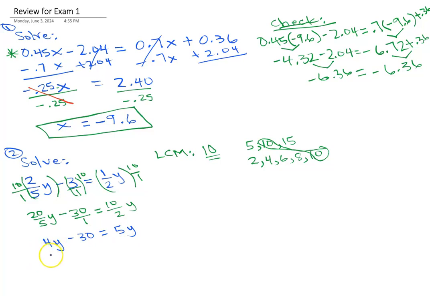And then I just need to get the y's on the same side, so I'm going to choose to subtract my 4y over to the left side, and 5 minus 4 just gives me 1y, and I'm left with negative 30 on that side. So y equals negative 30 would be my answer on this. And again, you can check this just like we did on the first one, right? Replace your y with negative 30 and then simplify and see if you get the same thing on both sides. Okay, but always go back to that original question.